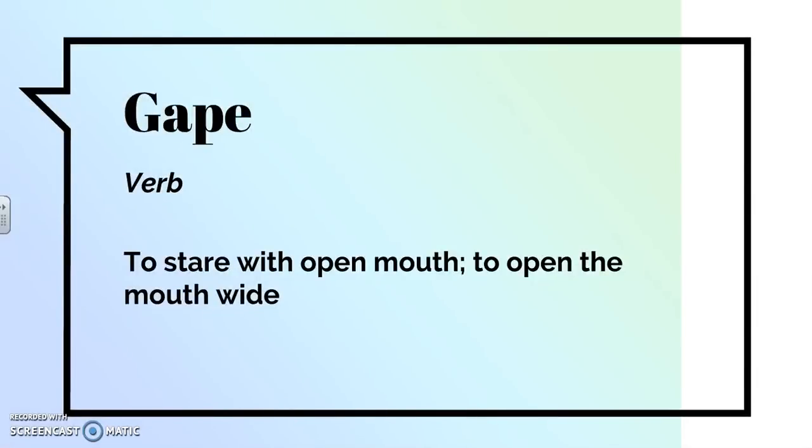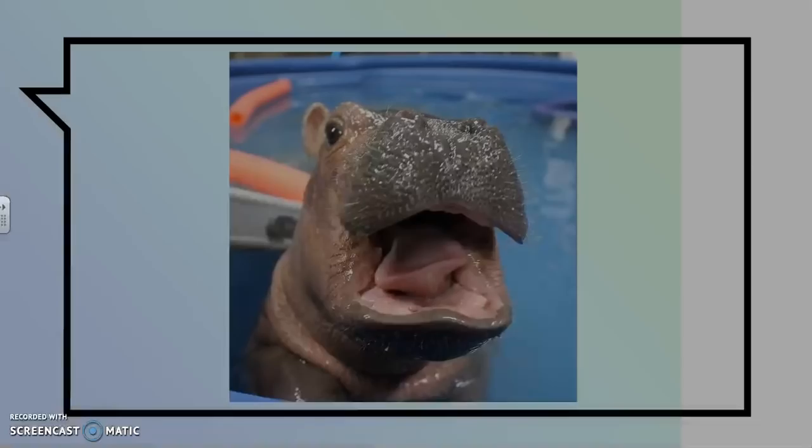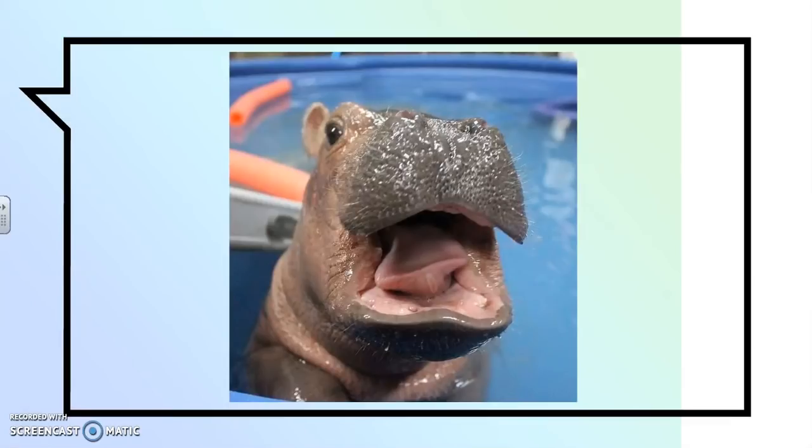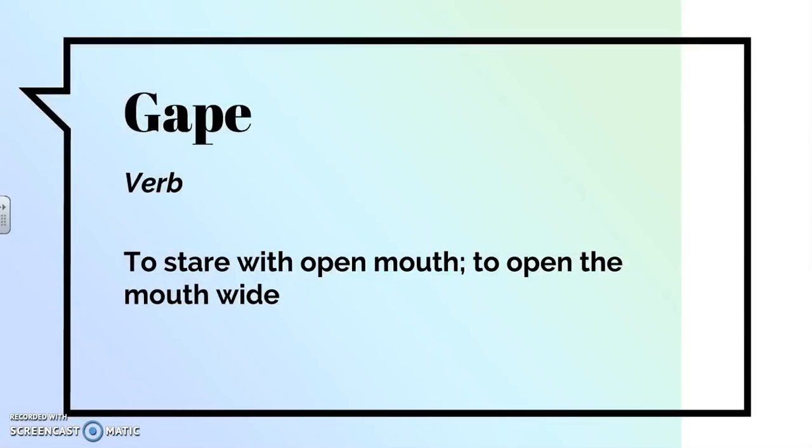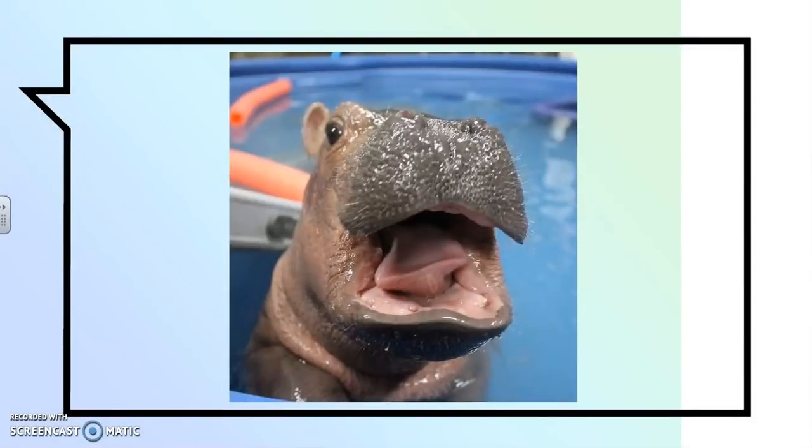Your next word is gape. It is a verb, and it means to stare with open mouth, to open the mouth wide. Here is my favorite thing in the whole wide world, baby Fiona. And baby Fiona is gaping. She is gaping at the person taking her photograph. She is staring with an open mouth. Her mouth is open wide. And oh my gosh, she is the cutest thing in this whole world.